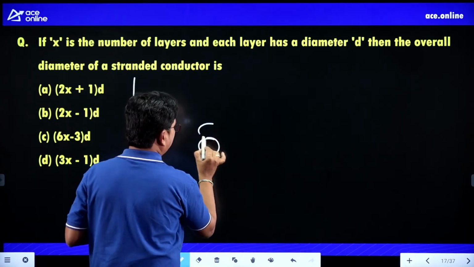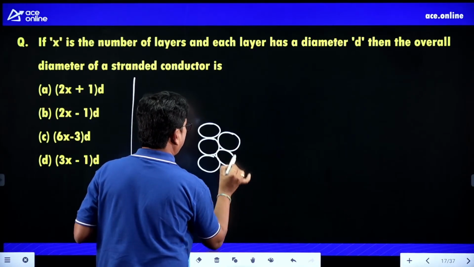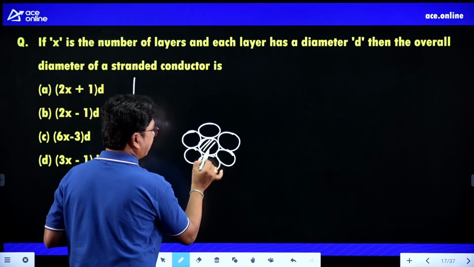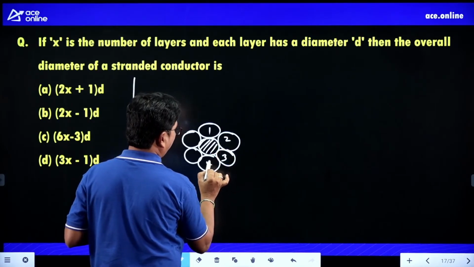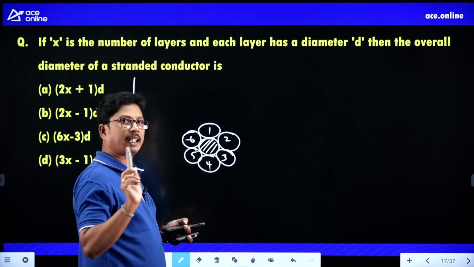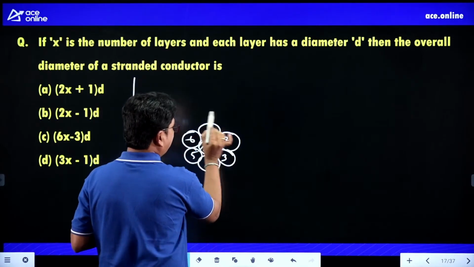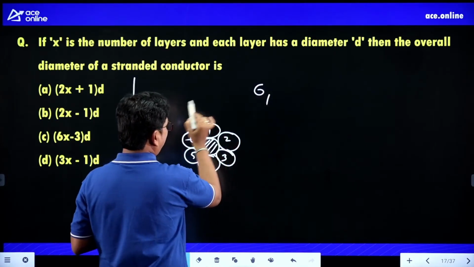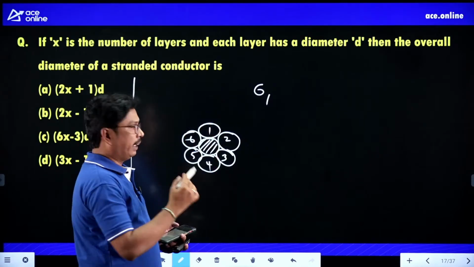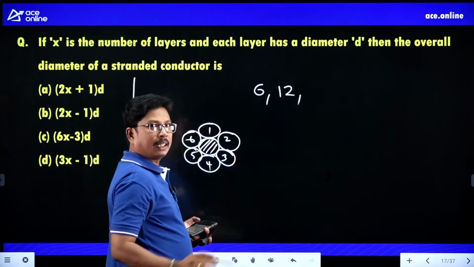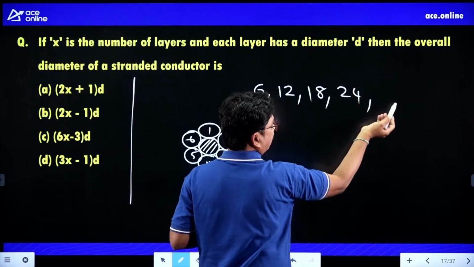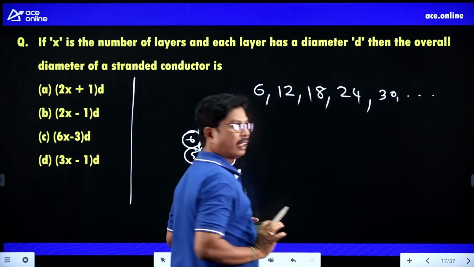Just check here. This is the ACSR conductor we are having. Suppose you are not considering the center conductor as a separate layer, we are having 1, 2, 3, 4, 5, 6. So we are having 6 conductors in the first layer. Why? Because we are not considering the center conductor as a separate layer. To get a perfect circle, in the second layer we will be having 12 strands. In the third layer we will be having 18 strands. In the fourth layer we are having 24 strands. Like that, we can add 6 each time. So 24 plus 6 is 30, like that you are having the number of strands.